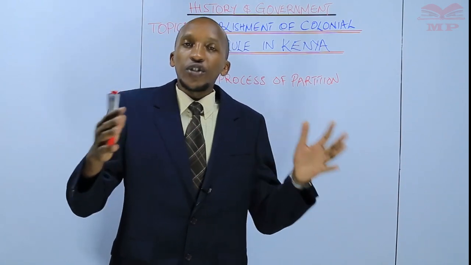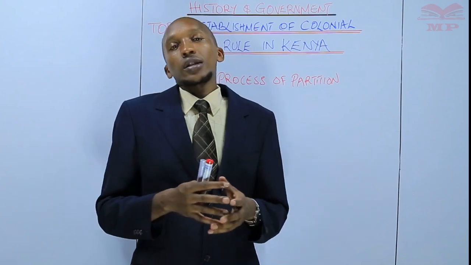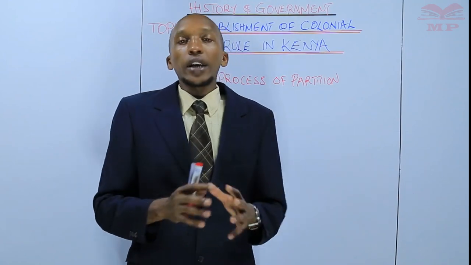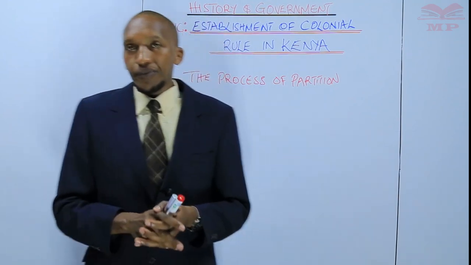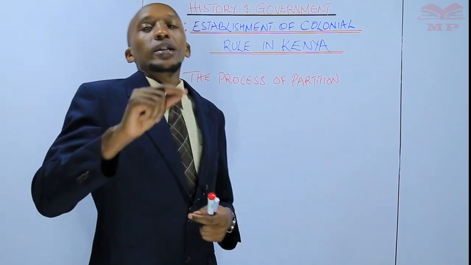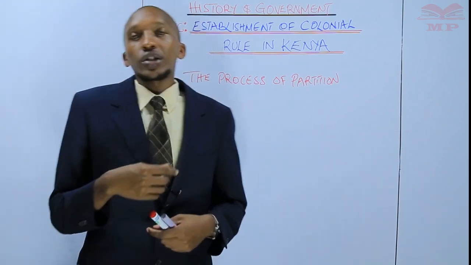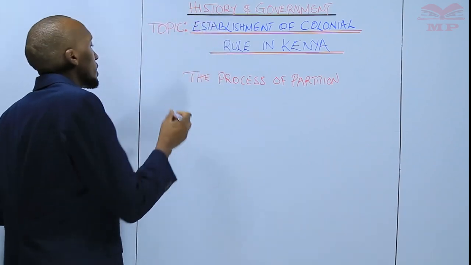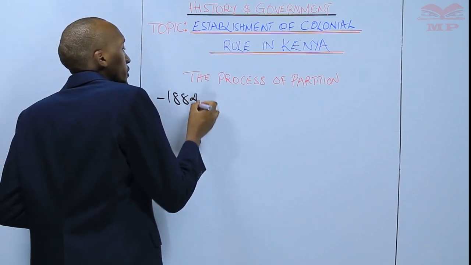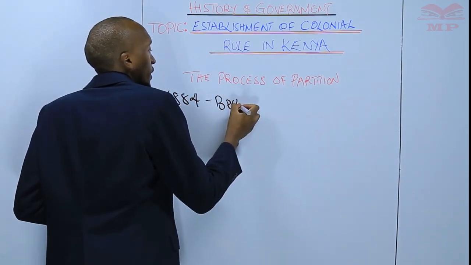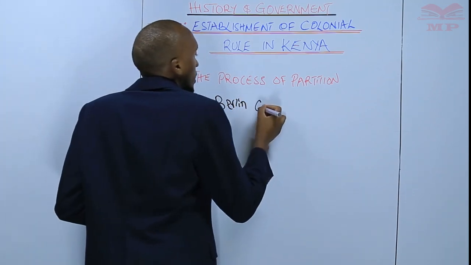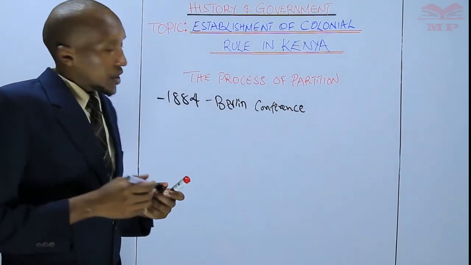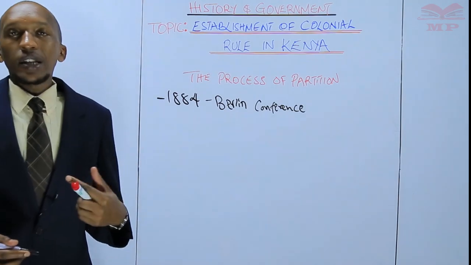Now, let us make a step further and look at how they occupied, or the process of the division of the East African territory and the British occupying specifically Kenya. So I've mentioned the biggest rivals for the British were the Germans at the coast. So after the Berlin Conference that happened in 1884, we had a lot of competition between Germany and Britain.